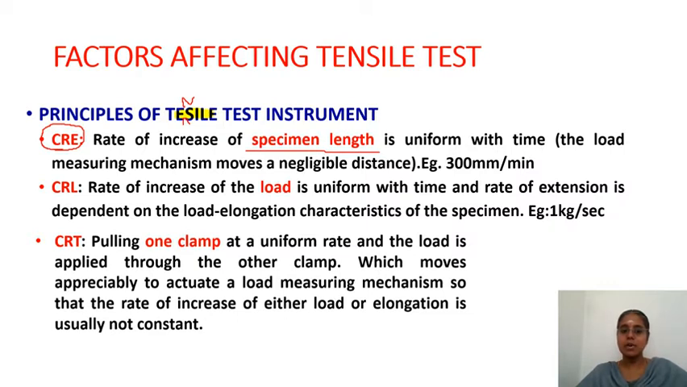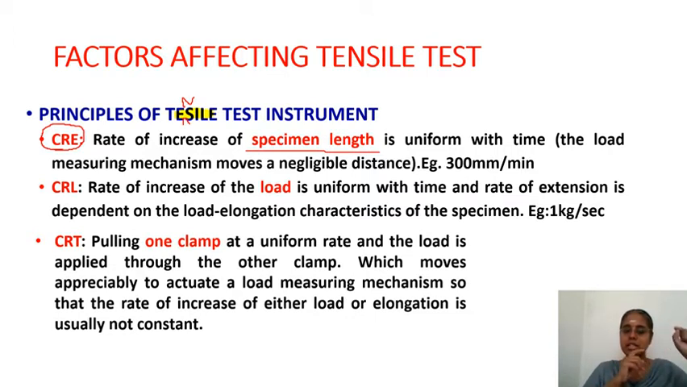So in this type, just the bottom jaw traverses at a constant rate, so it is called constant rate of traverse. So one clamp is moved at a uniform rate, whereas the other clamp is not fixed. Okay, so this type is called constant rate of traverse. It is not that happening to the specimen.